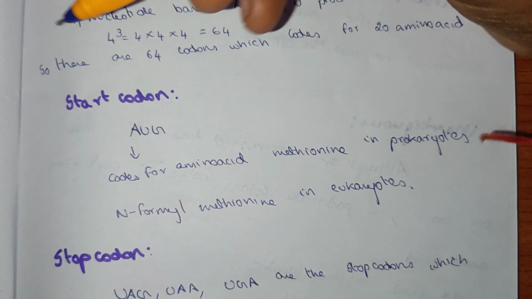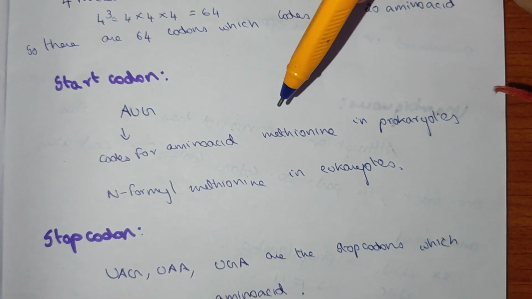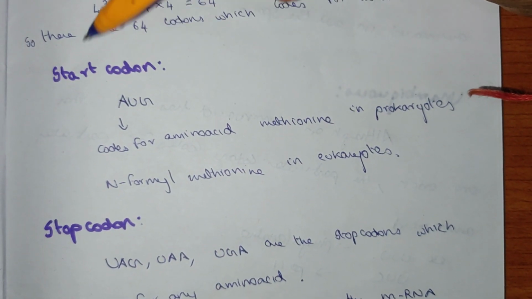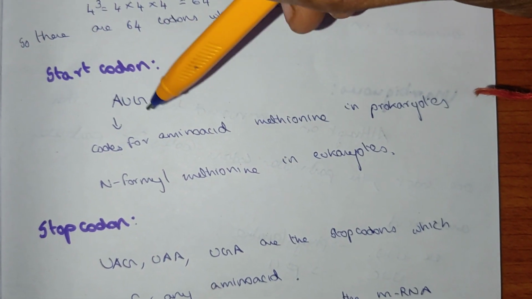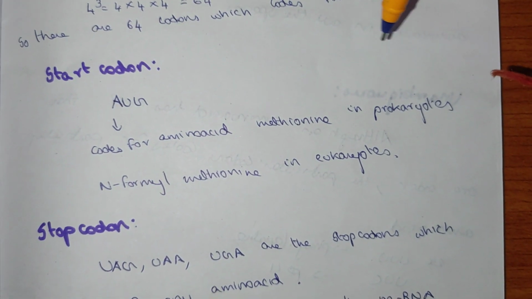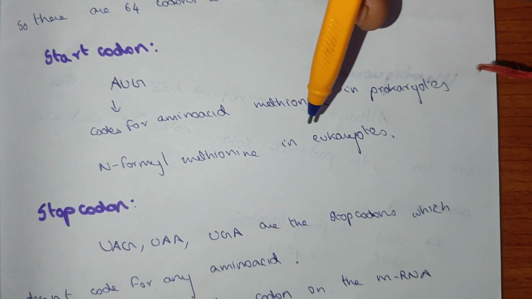Start codon. The start codon is AUG. AUG codes for the amino acid methionine. For example, AUG, the start codon, starts the protein synthesis and codes for methionine in eukaryotes, but in prokaryotes it codes for N-formyl methionine.